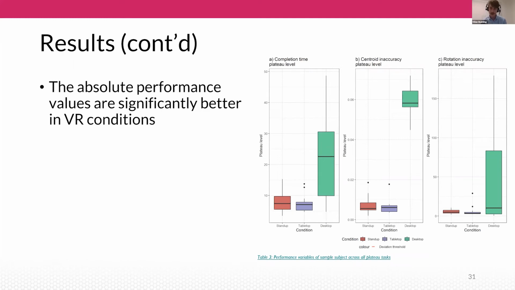In plot C, and this is interesting, the distribution is not significantly different from the VR conditions. This might be because of the different sliders that can be used for the rotation that can be memorized by the subjects. So that there we see no significant difference between desktop and VR.